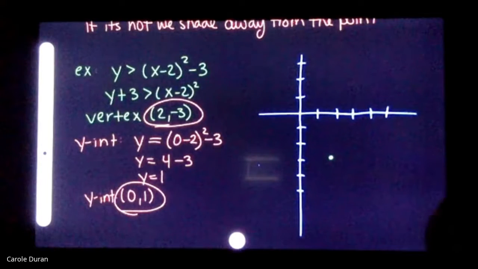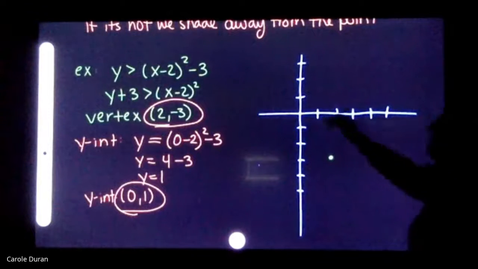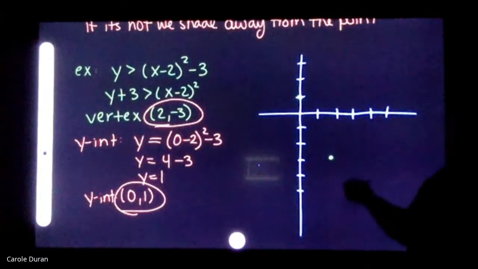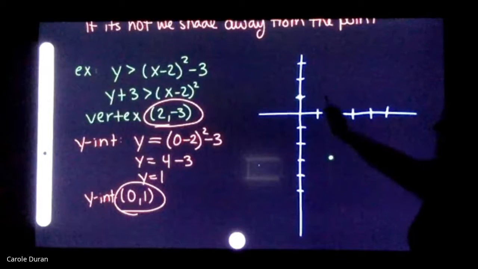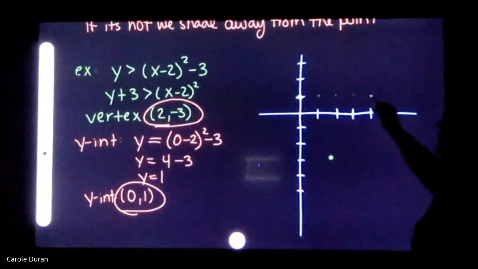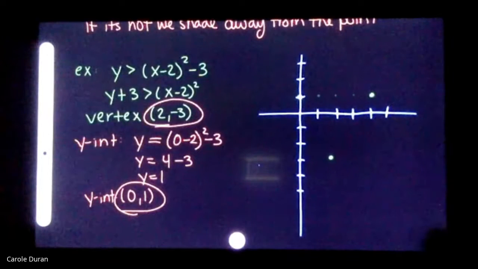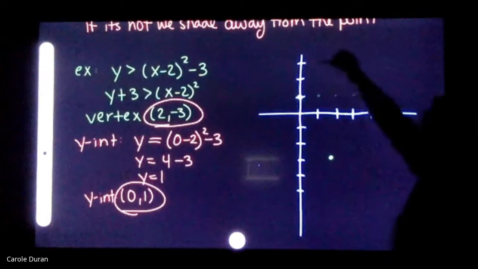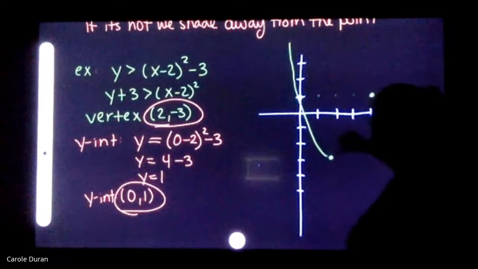I put 2, -3. Now I need to put my y-intercept, which was at 0, 1. Now that I have my y-intercept, I can find its match on the other side of my line of symmetry in the same spot. I have 3 points. That is sufficient for today. So I'm going to go ahead and draw my parabola.